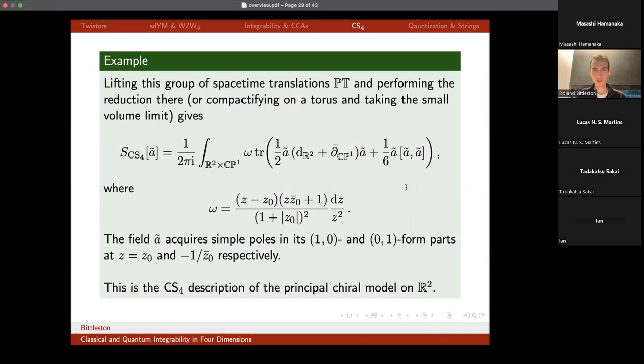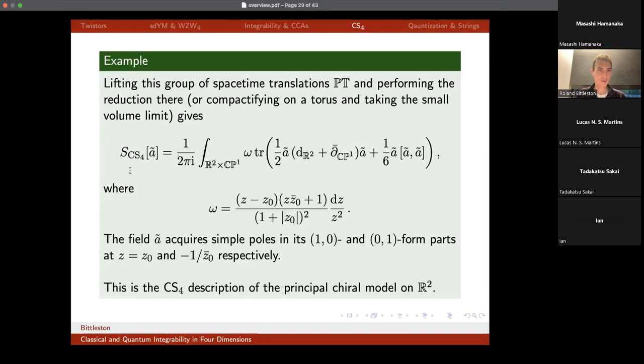And you can write down this action. This omega here, sorry, it's not the Kähler form. It's different from what it was before. This is just a meromorphic (1,0)-form, and this is determined from that form we wrote down on twistor space. So it turns out when you do this reduction, you find it takes this form, which is precisely the form it needs to take to give you the principal chiral model. And also this connection one-form acquires simple poles in exactly the places it needs to describe the principal chiral model.